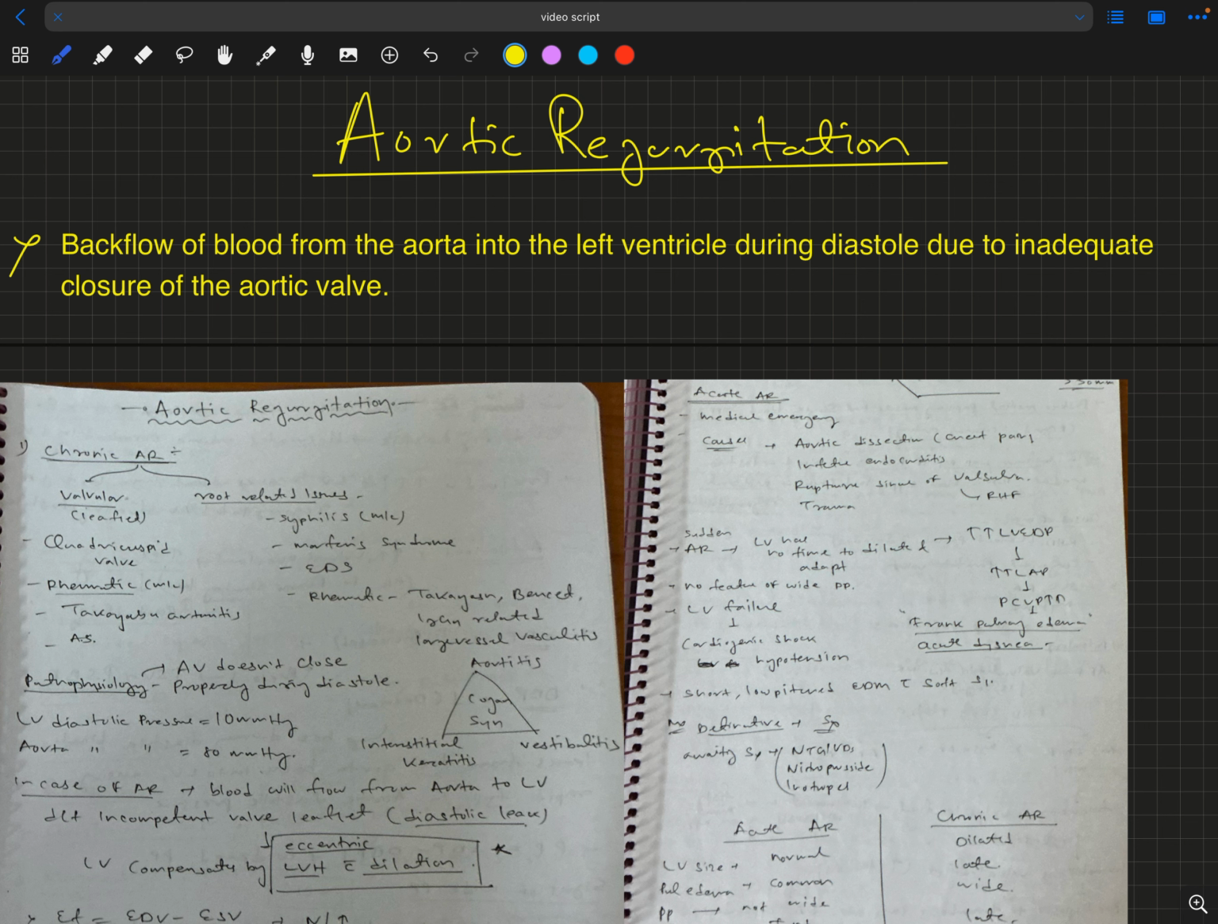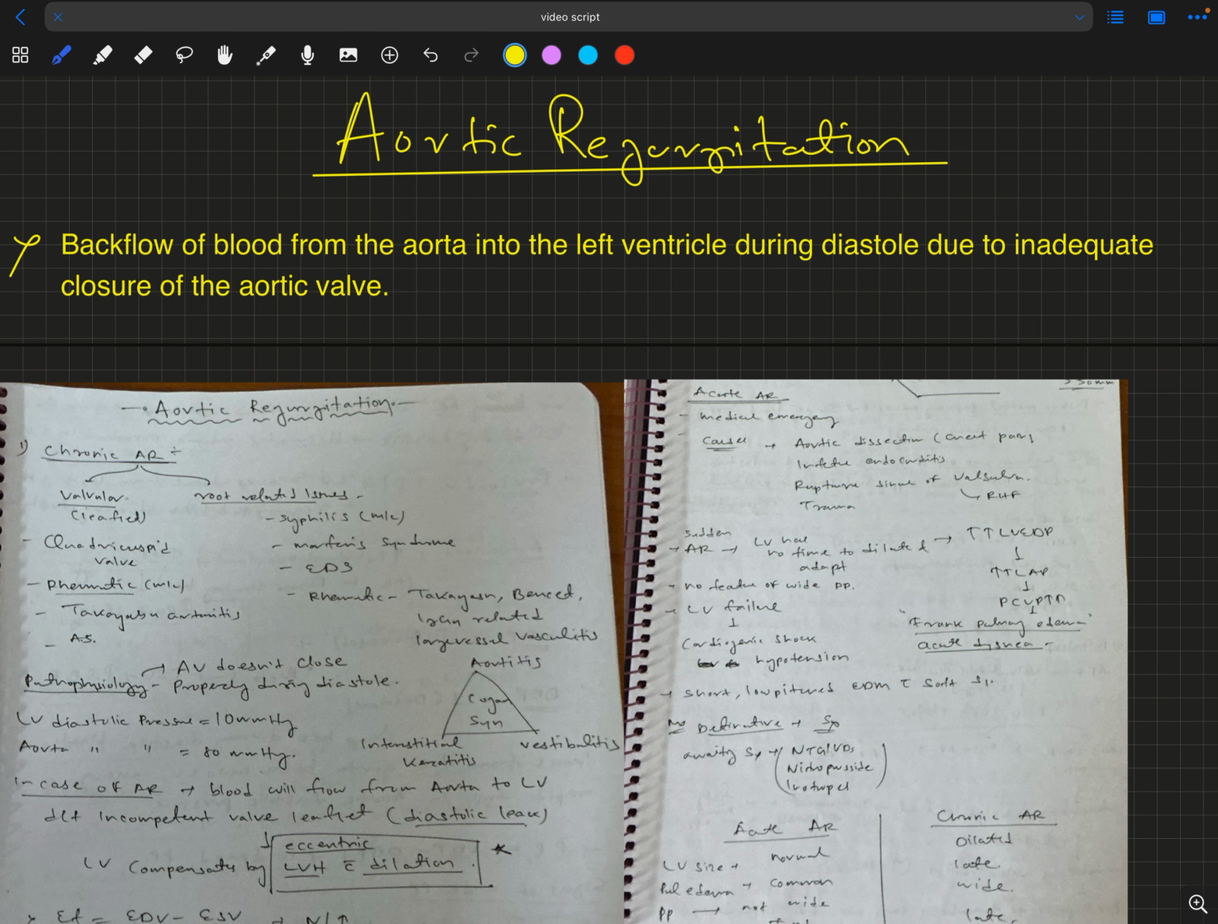The pressure of the aorta during diastole is 80 mm of Hg, and the pressure of the left ventricle during diastole is 10 mm of Hg. So blood flows from the high pressure zone to the low pressure zone if this valve is incompetent or regurgitant. The backflow of blood from the aorta into the left ventricle will lead to volume overload inside the left ventricle if this happens for a long period of time. So the left ventricle eventually adapts and undergoes eccentric hypertrophy and dilatation. That's how it adapts.